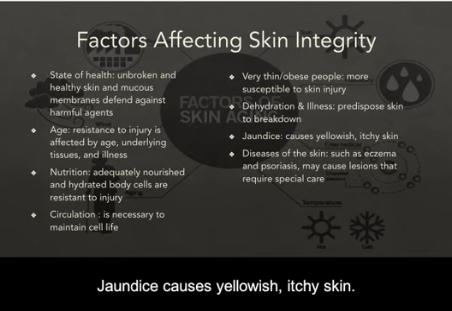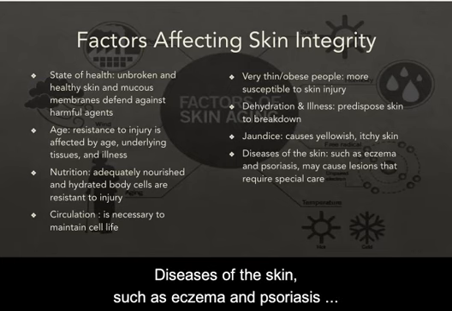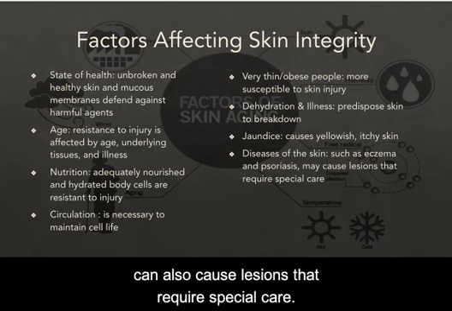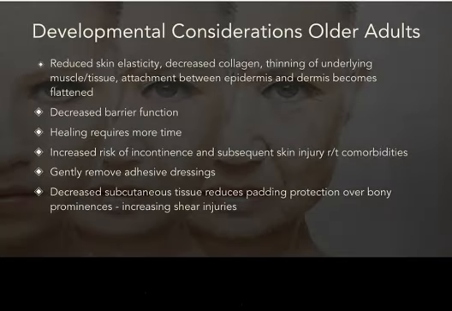Jaundice causes yellowish, itchy skin. The jaundice happens with people who, for example, have liver disease. Diseases of the skin, such as eczema and psoriasis, can also cause lesions that require special care. So these are the different factors that affect our skin.